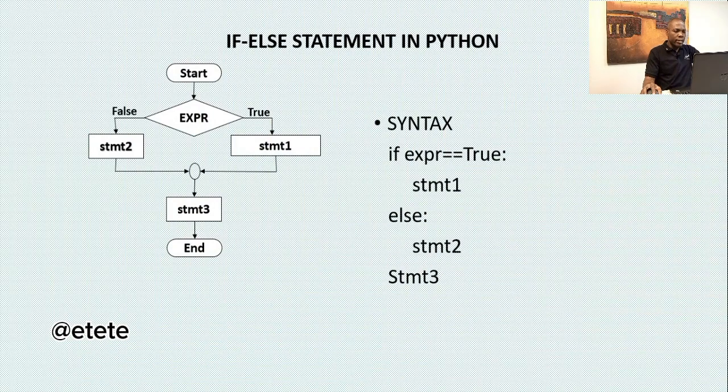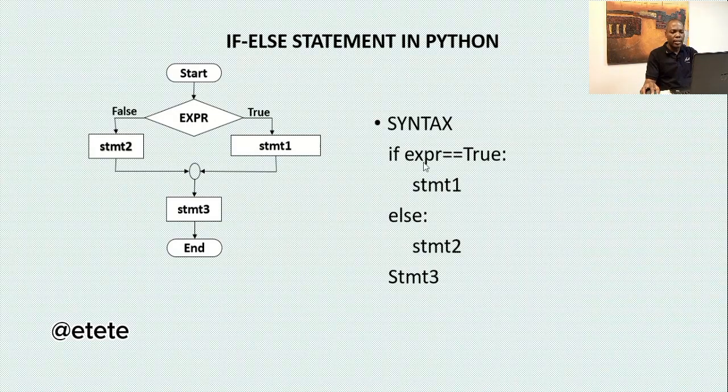Now, as you can see, this is the if-else statement in Python. I have the flowchart on the left hand side. So I have start, expression. If it is true, then statement 1 will be executed. If it is false, statement 2 will be executed. Then statement 3 is outside of the if statement. So whether it is true or it is false, statement 3 will be executed at the end of the day.